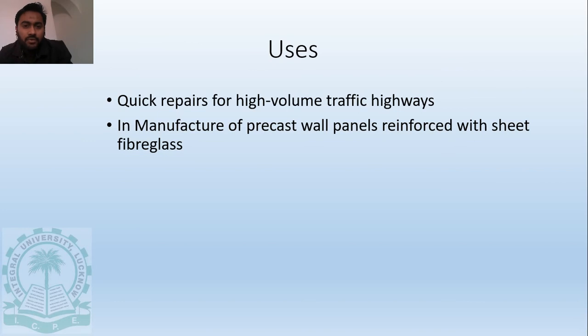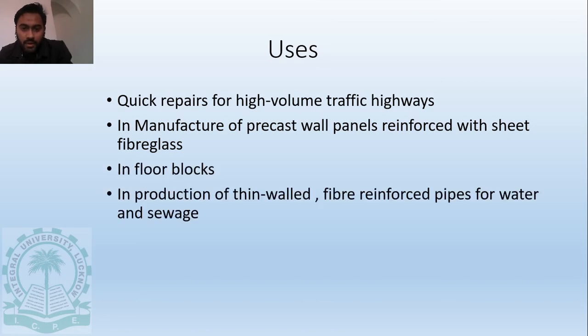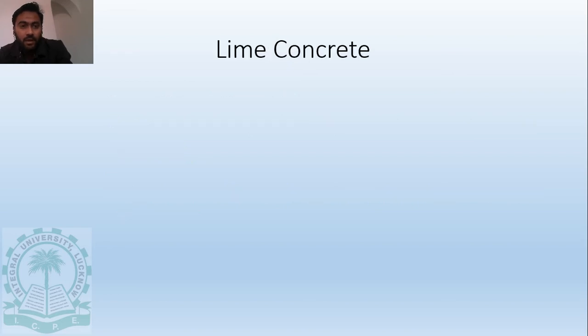It can also be used in manufacturing of precast wall panels reinforced with steel fiberglass. It can be used in floor blocks. It can also be used in production of thin walled fiber reinforced pipes for water and sewage. Obviously, if you have a concrete which is very resistant to corrosion and highly impermeable, using it in pipelines for water is very suitable. The last topic for this lecture is lime concrete.